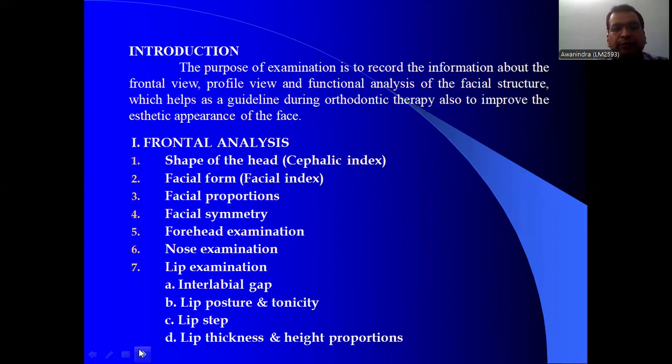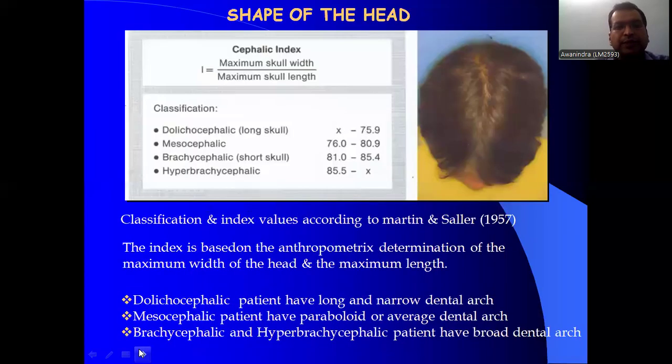In a frontal view, we note down the shape of the head, which is called cephalic form, facial form, which is called facial index, facial proportion, facial symmetry, forehead examination, nose examination, lip examination, like interlabial gap, lip posture, tonicity, lip step, lip thickness, and height proportion. This is how we get the cephalic index.